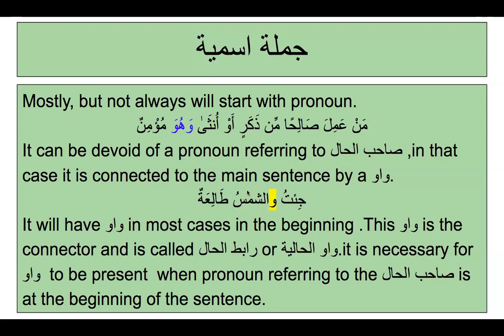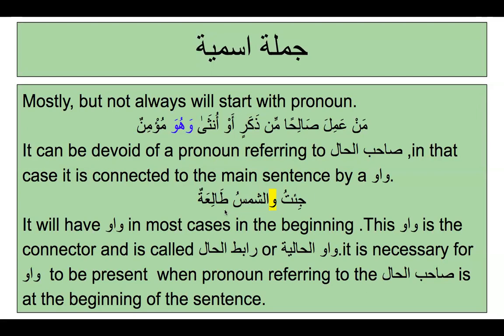Jumla ismiya. Ash-shamsu is your mubtada, taliyatun is your khabar. But does it have any pronoun that is going back to ana? Because this ana could be masculine, right? There's no pronoun that is going back to the original sentence, which was ji'tu, I came, right? So what helped you connect this to this? What was the connector? What was rabit? Rabit means that makes a rabita, that makes a connection. Then waw haliya came up as a rabita between your ji'tu and ash-shamsu taliatun.